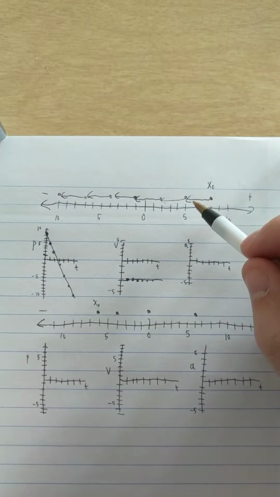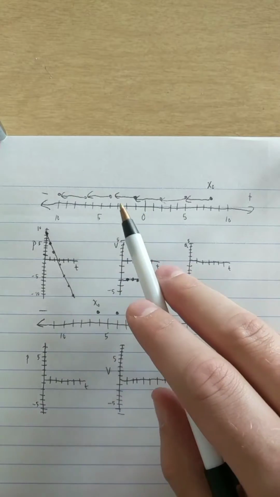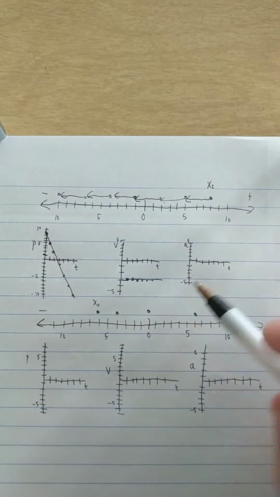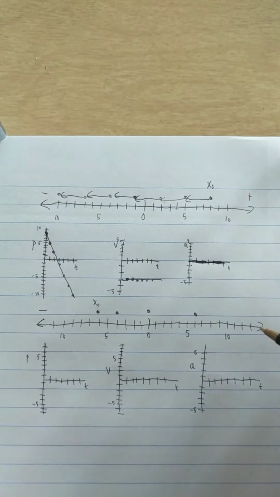Your acceleration comes from how much your velocity changes. Well, it went from -3 to -3 to -3 to -3 and so on. It didn't change at all, so that means you have no acceleration. In this one, there is acceleration, so we'll look at this point.